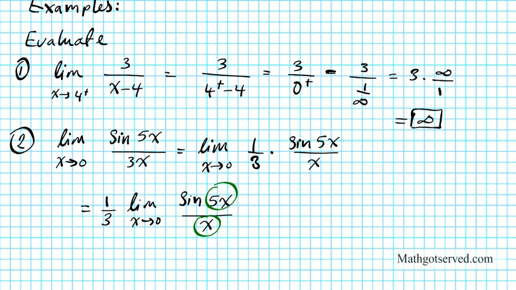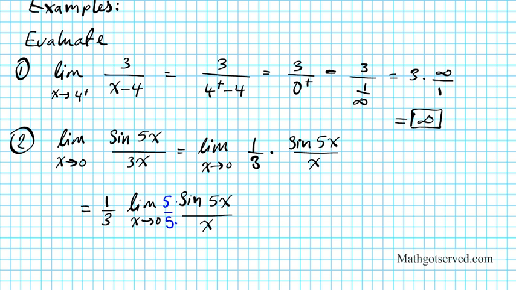So how do I accomplish that? I know that this is 5x, so what I need is a 5 here. How do I introduce 5 to this expression without changing the expression? All I do is multiply by a variation of 1, namely 5 over 5: multiply by 5 in the numerator and the denominator.